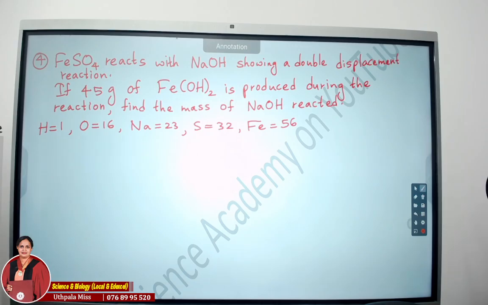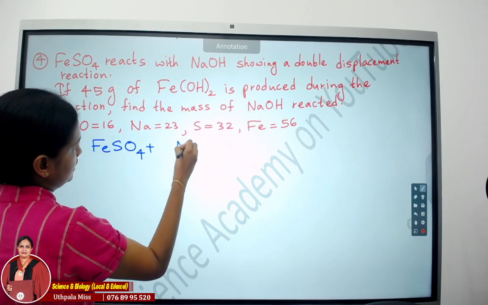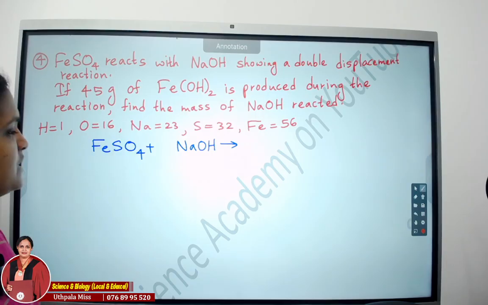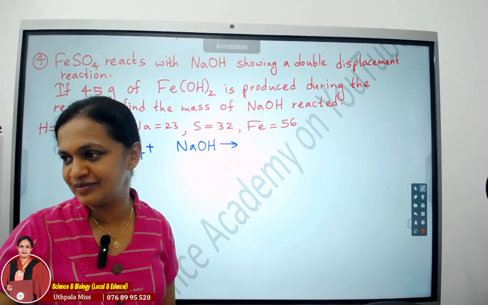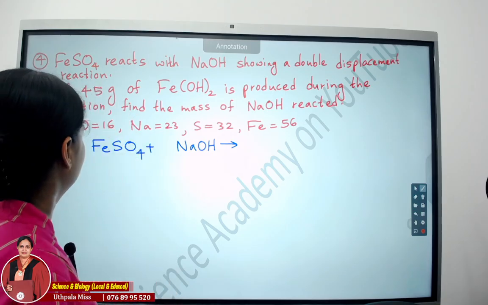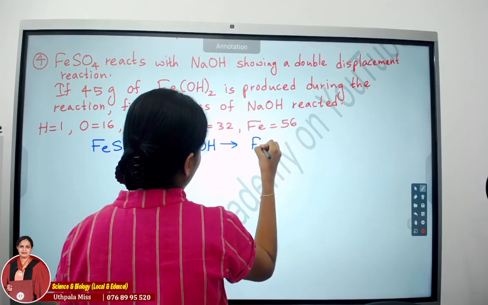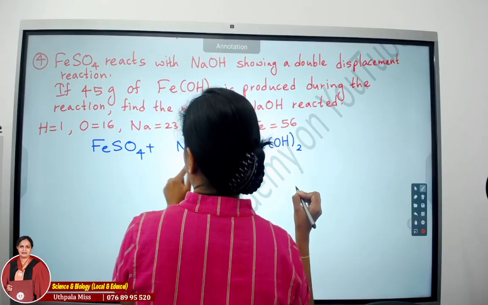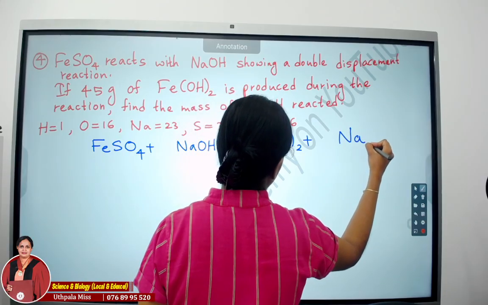Ferrous sulfate reacts with sodium hydroxide. Ferrous sulfate reacts with sodium hydroxide, showing a double displacement reaction. Right? So what are the products? FeOH twice, that is Fe and OH, FeOH twice, and sodium sulfate. Sodium sulfate is the formula.